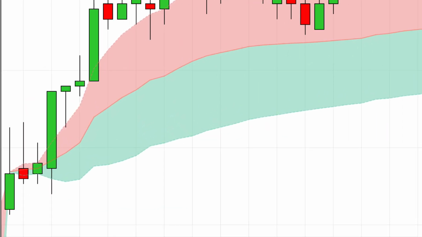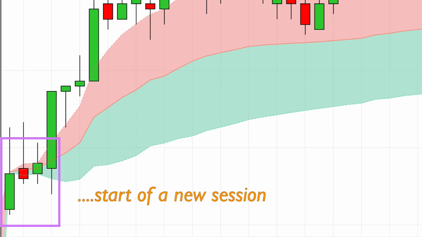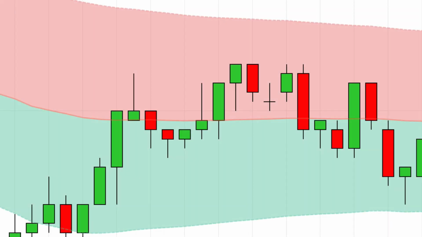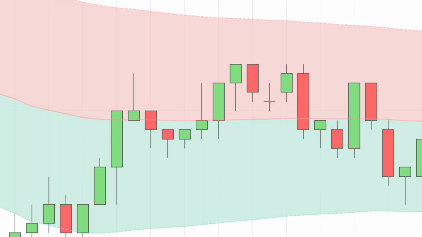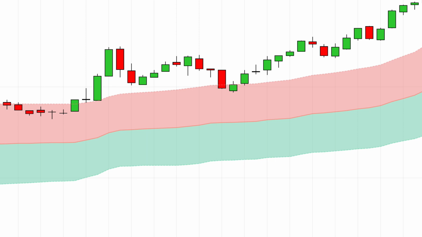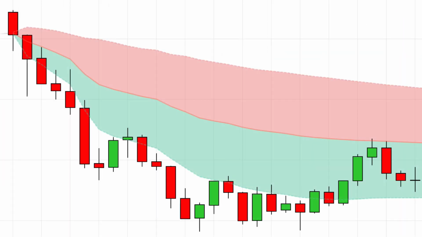The VWAP indicator resets itself daily, so when you start a new trading session, the indicator starts its calculation anew each day. It works in all time frames below the daily, and as I mentioned in the introductory video, it's important to note whether the VWAP is moving sideways, trending higher, or trending lower, as this will help to confirm whether the bulls or the bears are in control. So the inclination of the VWAP is all important.